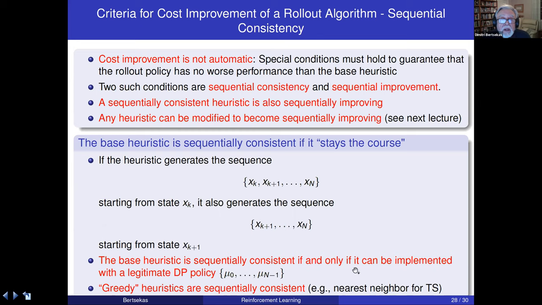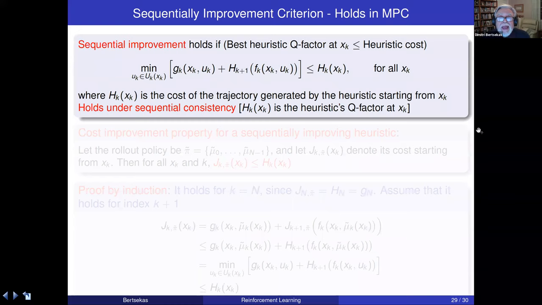So that's the definition of sequential consistency. And there's another criterion. The base heuristic is sequentially improving if it has the following property. At a given state xk, the best heuristic Q factor at xk is less than or equal to the heuristic cost at xk. In other words, this equation holds. This is the heuristic cost starting from xk. This is a Q factor corresponding to the base heuristic when the first choice of control is uk. And the minimum heuristic Q factor has to be less than the heuristic cost. That's the criterion for sequential improvement.